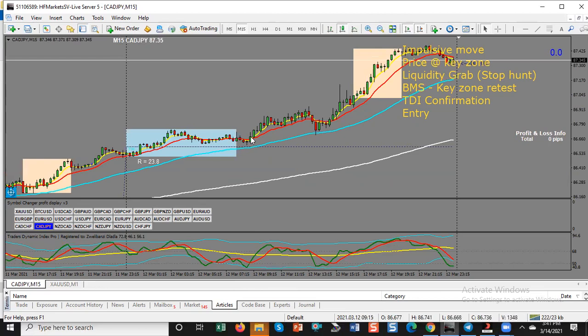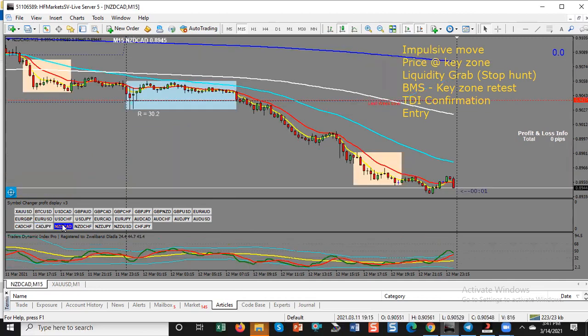A similar thing happened here. It almost hit it, but you understand that you can take this trade. So TDR confirmation, you take the entry, and that is it for the whole day. But you must ensure that all the moving averages are lined up.